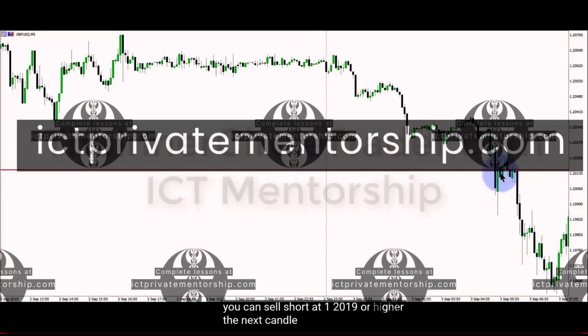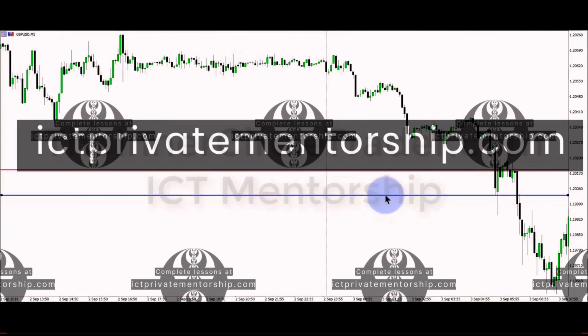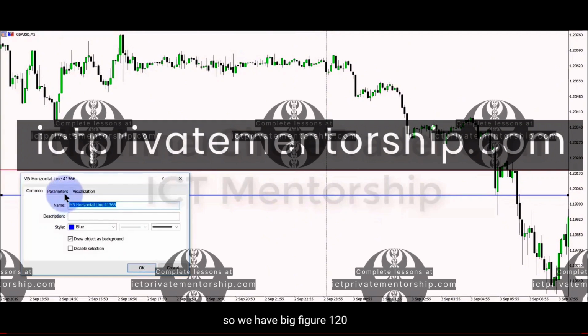The next candle, 120.19. Fill, short. Where's your stop? Here's your swing high, so your stop has to be above here. What's my target? Well, you've already traded to the old daily low. So now you've got to look at the daily low. We have 120.14. We're on a daily chart. Is it reasonable to expect it to trade down to the big figure 120? Yes. Well, let's put that on there for a moment. So we have big figure 120.